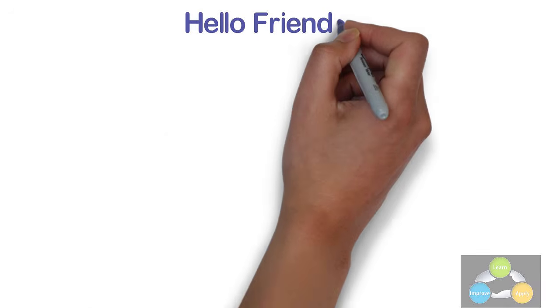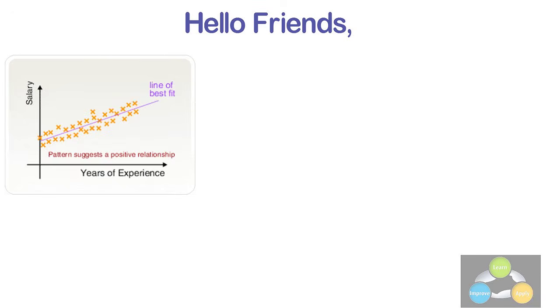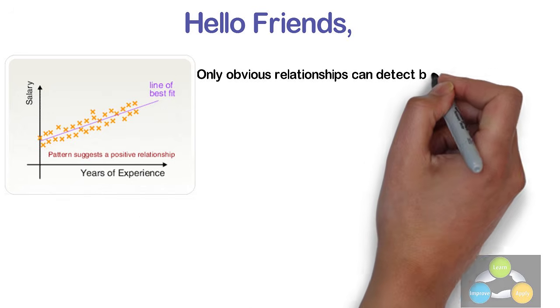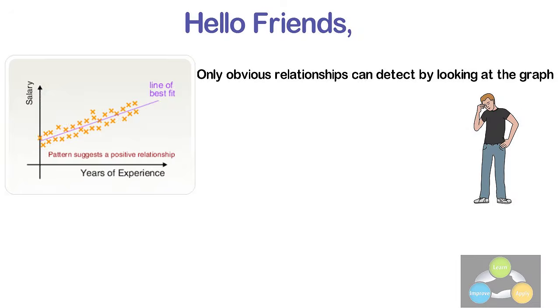Hello friends. In the last video of scatterplot, we had seen how to detect relationship between two or more variables by using scatterplot and looking at the trend of scatterplot. But only obvious relationships can be detected easily by looking at the graph. In some cases, it is not possible to judge the relationship between two variables only looking at the graph.